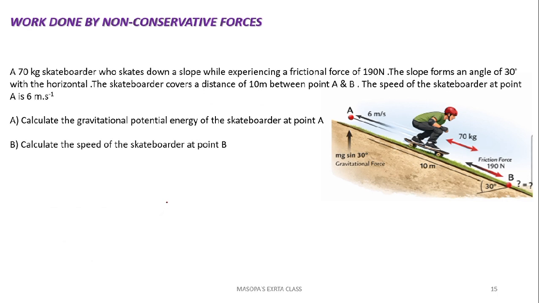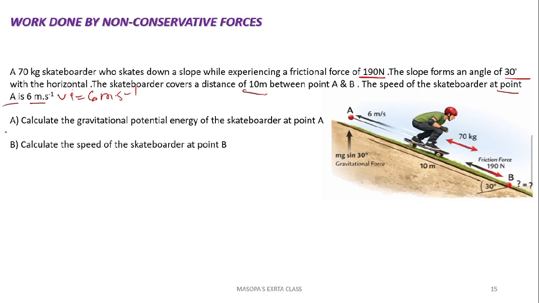So now let's look at the following question. It says that we have a 70 kg skateboarder who skates down a slope while experiencing a frictional force of 10 newtons. The slope is at an angle of 30 degrees. The skateboarder covers a distance of 10 meters from point A to point B. The speed of the skateboarder at point A is 6 meters per second, meaning his initial velocity is 6 meters per second.